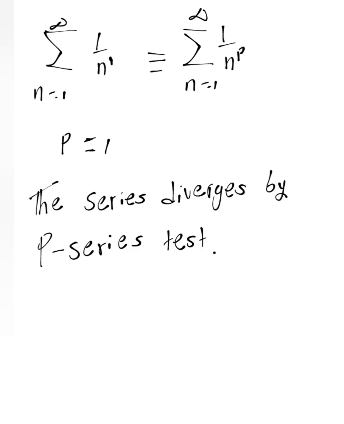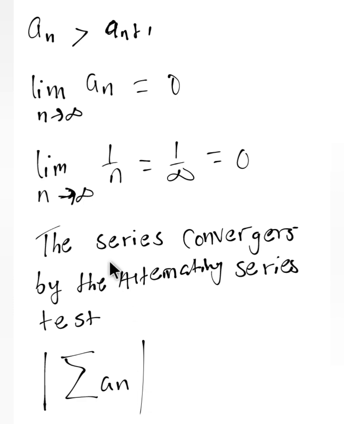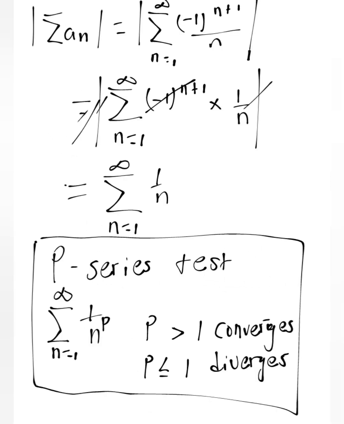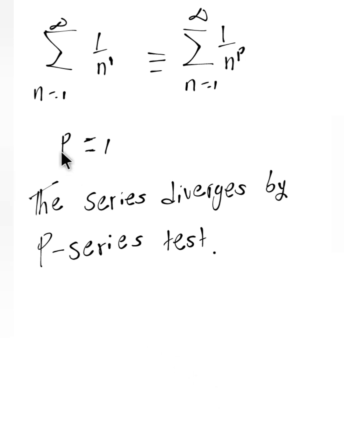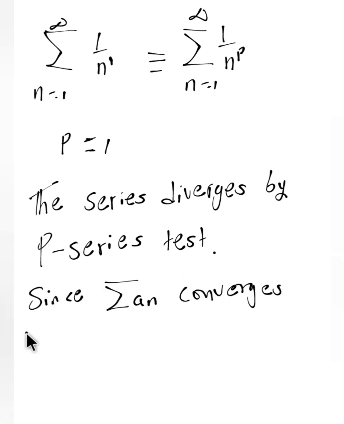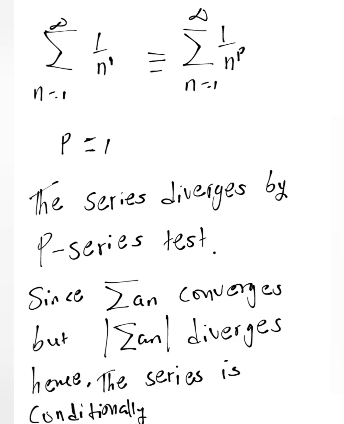So what will be the conclusion? In the work so far, this series actually converges by the alternating series test, but the absolute value of that series diverges by the P-series test. So hence, since the series summation of an converges, but the summation of the absolute value of an diverges, hence the series is conditionally convergent.